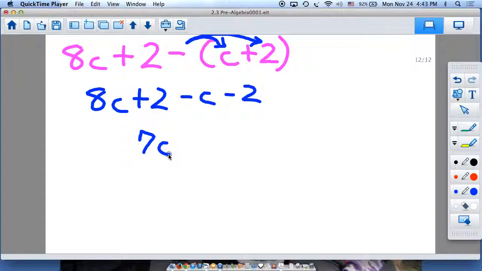Hopefully now that we have done several of these simplifying variable expressions, you understand how to combine your like terms in any kind of a problem like this.